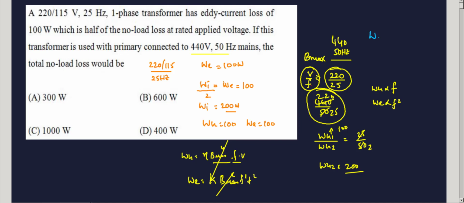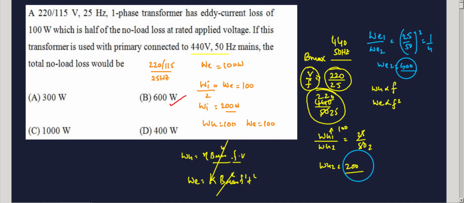So what happens to eddy current loss? Eddy current loss is proportional to F square, so 25 by 50 whole square equals 1 by 4. Eddy current loss equals 400. So this is 400, this is 200, that equals 600. The answer is 600 watts here.